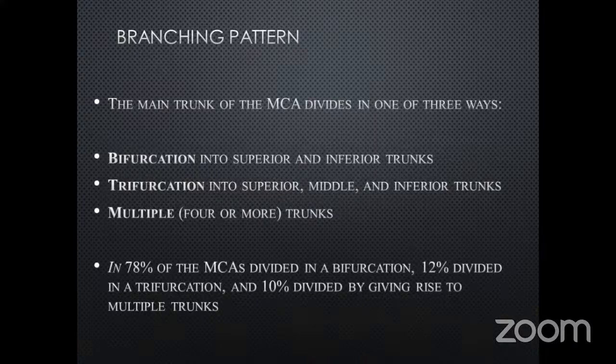Then the main trunk of the MCA divides in one of three ways. It either bifurcates into superior or inferior trunks. Not all these branches were from MCA. I mean, some of them were branches from ACA as well that you just mentioned now.